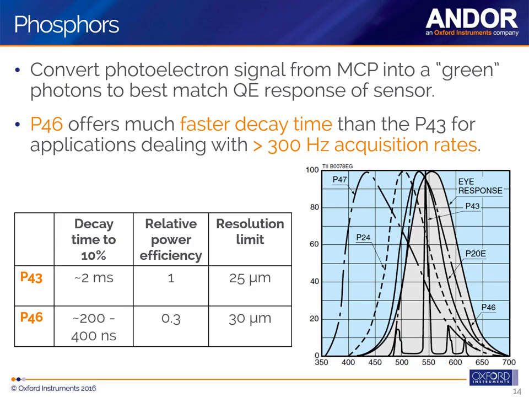In that case, a faster phosphor like a P46 can be used, and P46 has a much shorter decay time, about 200 to 400 nanoseconds. However, they do have a lower efficiency at converting photoelectrons into visible photons. They're about 3 times less efficient than a P43, and they have a very small difference in resolution limit compared to P43.